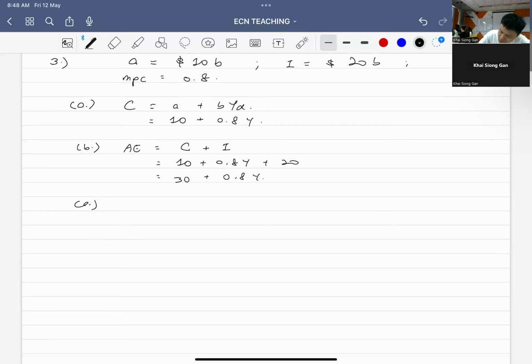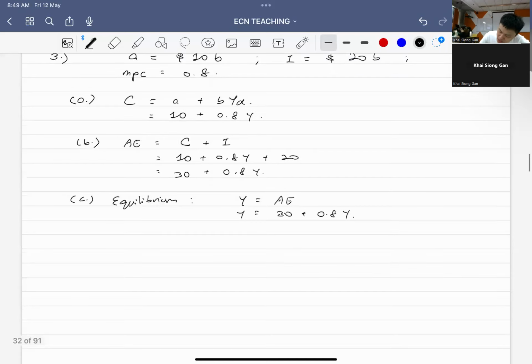Question C is equilibrium income. So what's the formula? Y equals AE, in which AE is the function that I've just derived, 30 plus 0.8Y. So I move around, and Y equals 150 billion. Of course, you don't have to write the unit, you can just write 150 also.